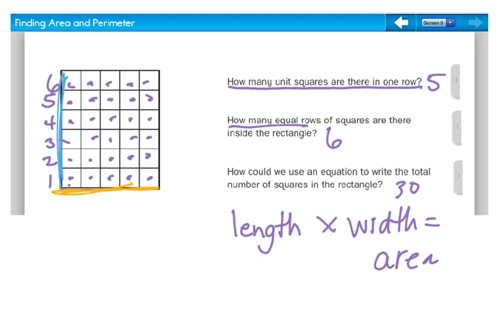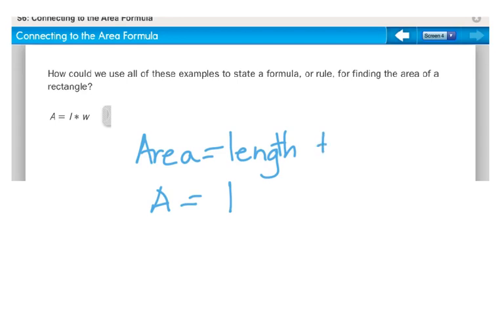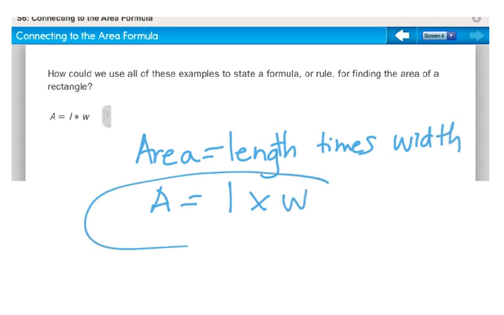This is my width. And 5 times 6 is 30. So today, we're going to state a formula, or what we call a rule, for finding the area of a rectangle. And that is area, that's where the capital A comes from, equals length, which we abbreviate with a lowercase l, times the width. We use a lowercase w. This is the formula or the rule for figuring out area.